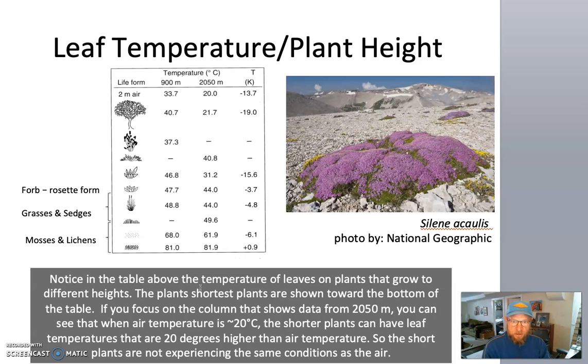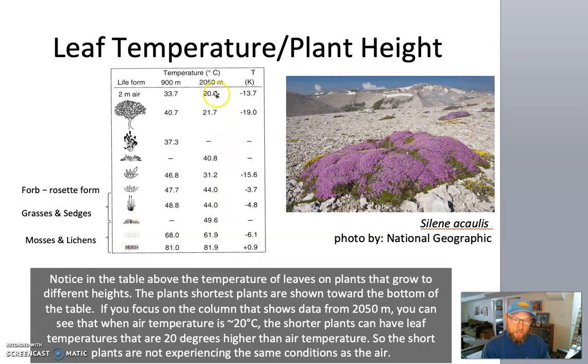So let's look at this table here. The very top row is the air temperature 2 meters above the surface, and this is at 900 meters, 2,000 meters, and then just in units of Kelvin for some reason. So let's go to this 2050 elevation. So this is on a fairly nice summer day where it's 20 degrees Celsius air temperature. Then the rest of these are the leaf temperature of different plants that grow to different heights. So this is a small tree, and then going down to bryophytes. So we're talking mosses and lichens here at the bottom.